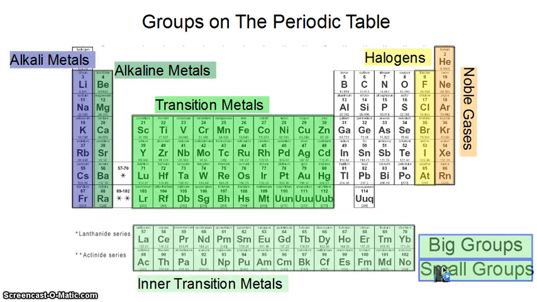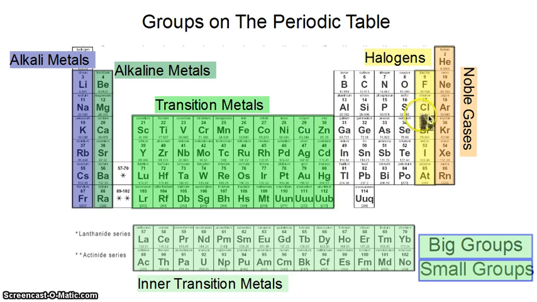The periodic table can also consist of many smaller groups. The ones that you'll be responsible for knowing are the alkali metals, the alkaline earth metals, the transition metals, the inner transition metals, the halogens, and the noble gases. Each one of these has some characteristic properties that you'll be learning about, that set them apart from other metals or other elements on the periodic table.